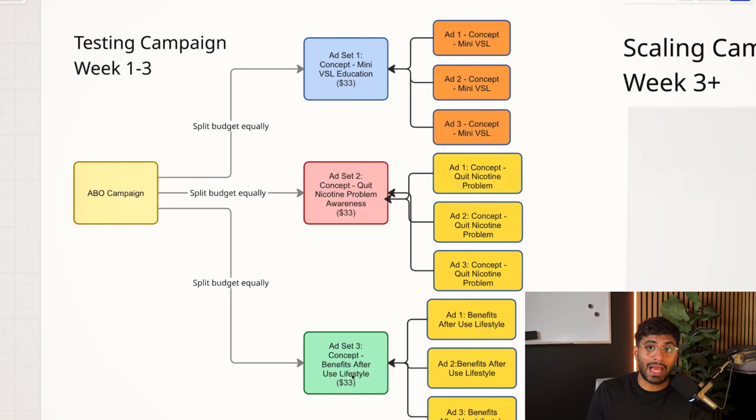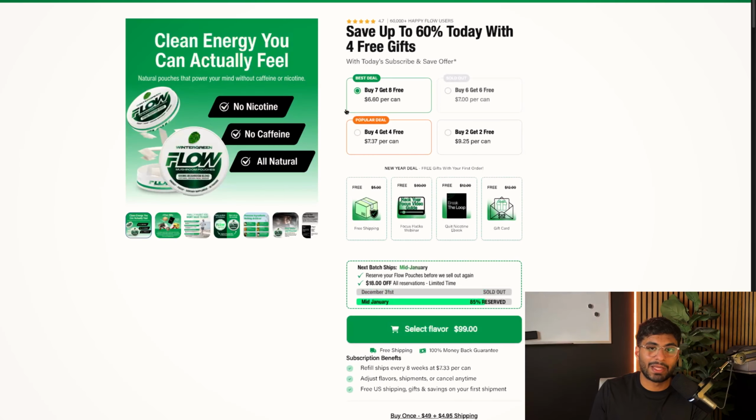So each of these 3 ad sets are going to be testing completely different creative types. So in this ad set, I have a mini VSL / education on your product or service, whether you're selling a service or an e-commerce product. You can create some type of creative around a mini VSL. Ad set 2 concept is a quit nicotine problem. I'm basing this off of the Flow pouches that I went over in the last video. So I'm basing this off of these nicotine alternative Zyn pouches. They have no nicotine, they have no caffeine, and they're all natural.